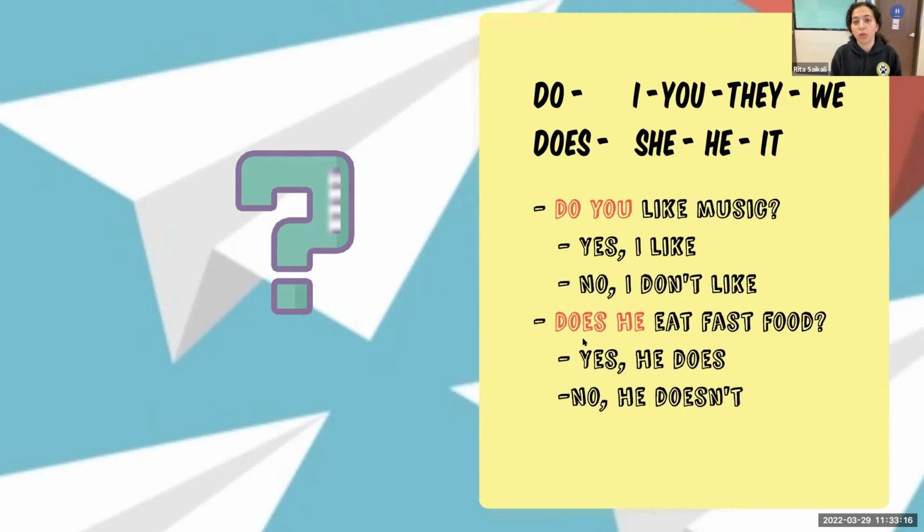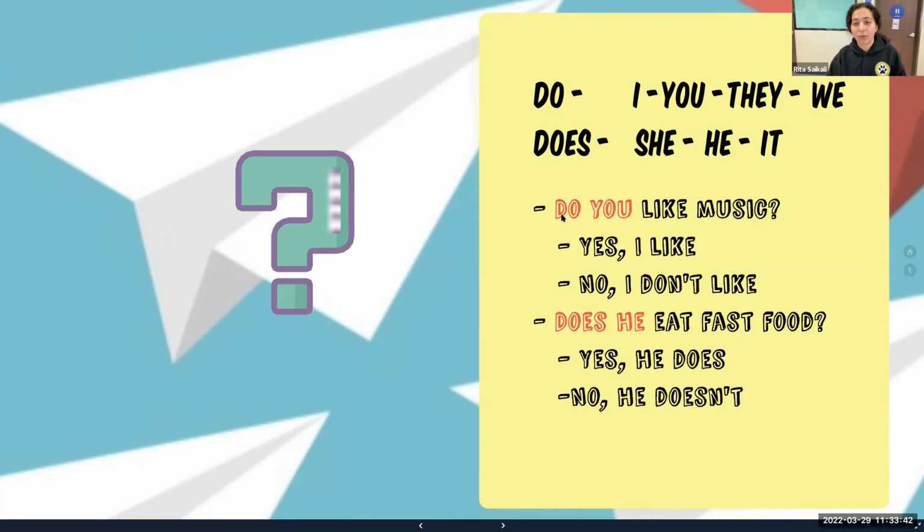Cool. So do, again, first person, second person, third person plural, all right? And first and second person singular. And does is only for third person singular. And do and does go at the beginning of the question. And you can see that if we take out do, you can see you like music.